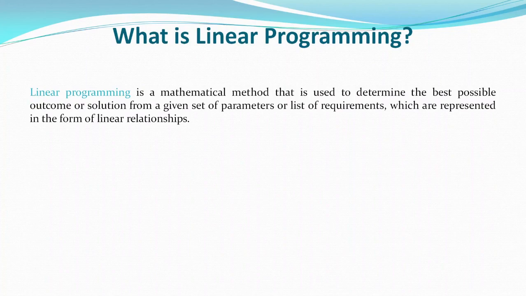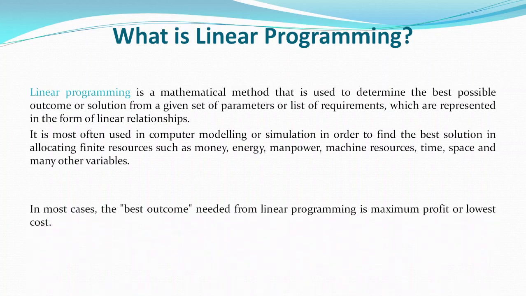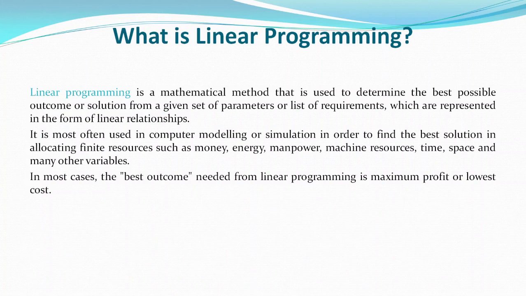Linear programming is a mathematical method that is used to determine the best possible outcome or solution from a given set of parameters or list of requirements, which are represented in a form of linear relationship. It is most often used in computer modeling or simulation in order to find the best solution in allocating finite resources such as money, energy, manpower, machine resources, time, space, and many other variables. In most cases, the best outcome needed from a linear programming is maximum profit or lowest cost.